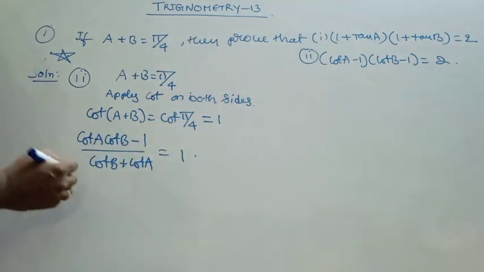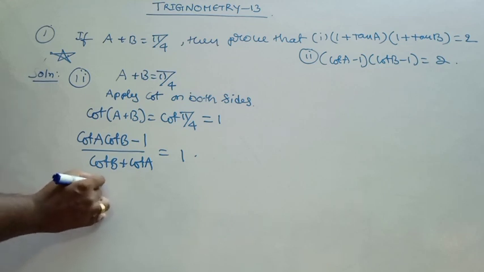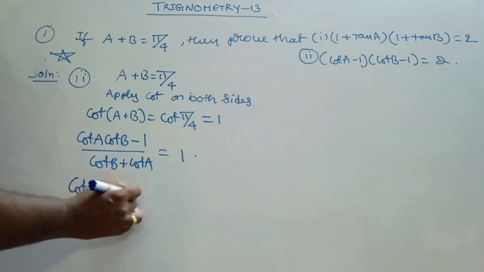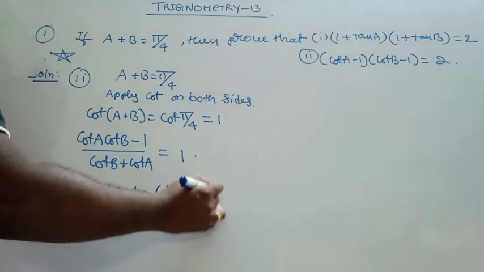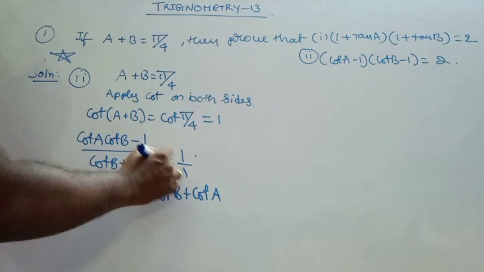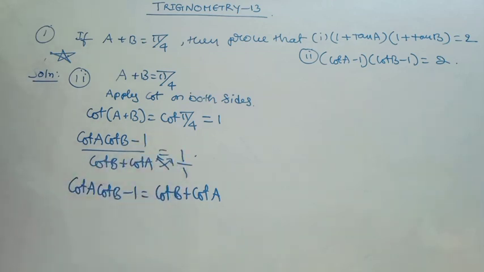Now as usual we do the cross multiplication. This is cot a cot b minus 1 is equal to cot b plus cot a. If you do the cross multiplication, we are going to get this. Wonderful.